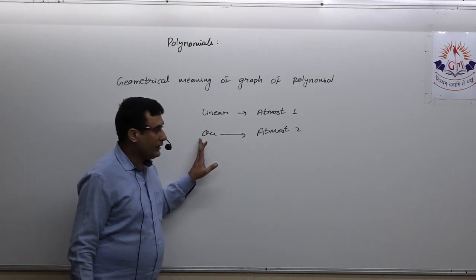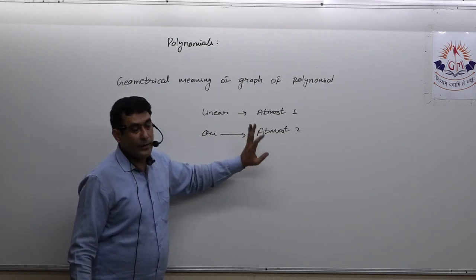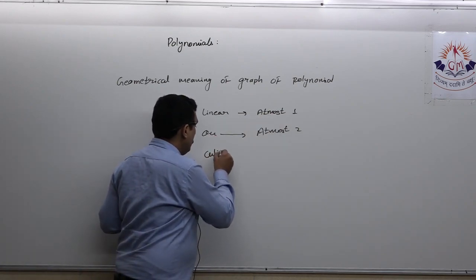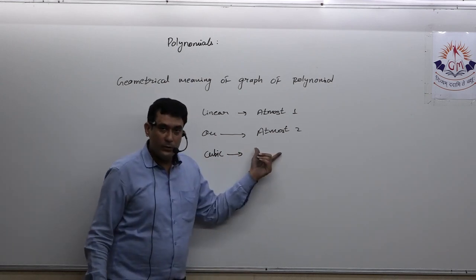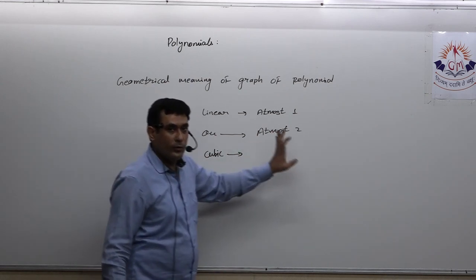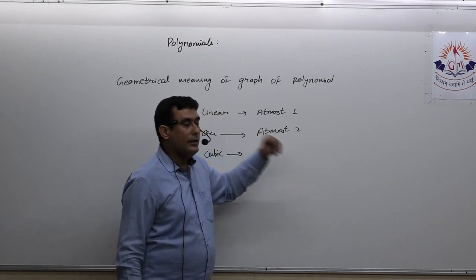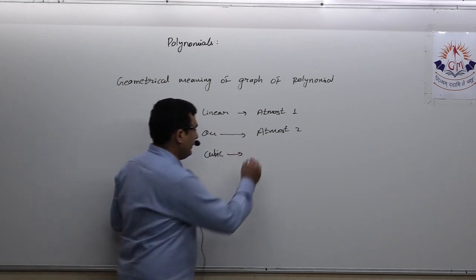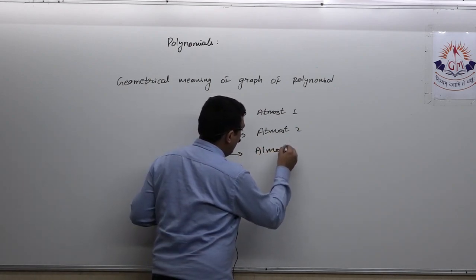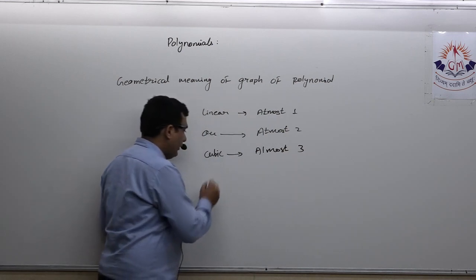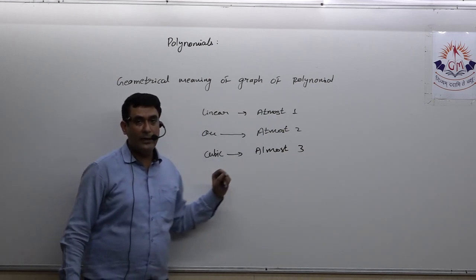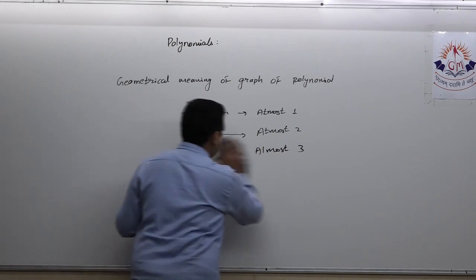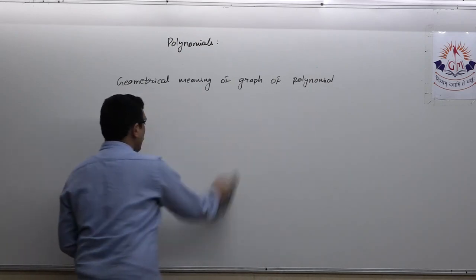For a quadratic polynomial, definitely the graph may intersect at most 2 points. Degree is 2. So for cubic, the graph will intersect at most 3 points. It won't intersect more than 3 points. It might intersect at 1 point, it might intersect at no point, but definitely not more than 3. In the same way, if I have a polynomial whose degree is n, then the graph of that polynomial will intersect the x-axis at most n points.